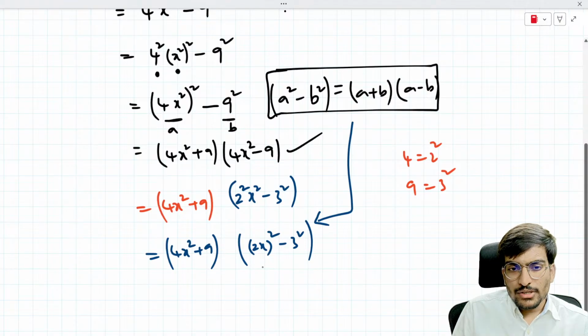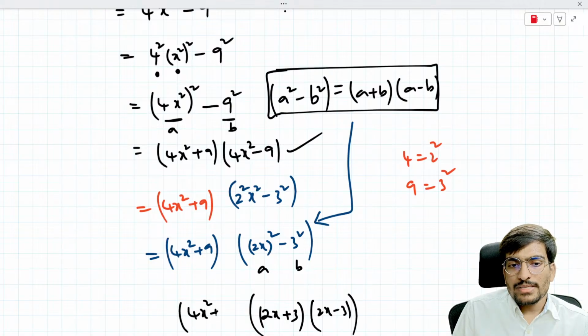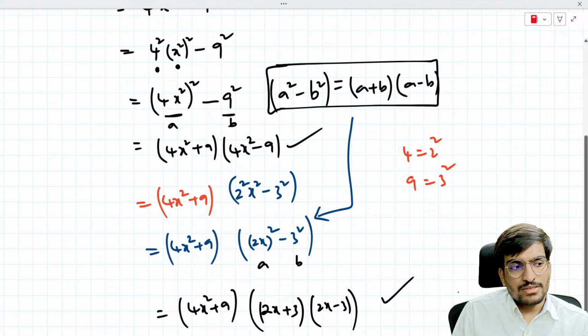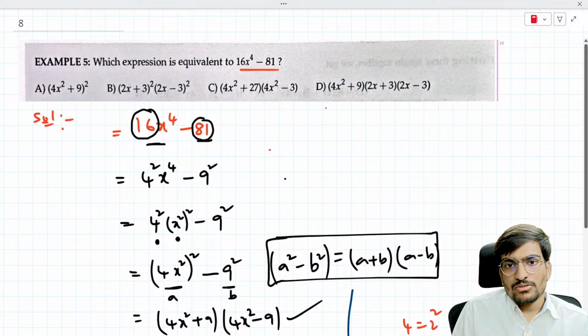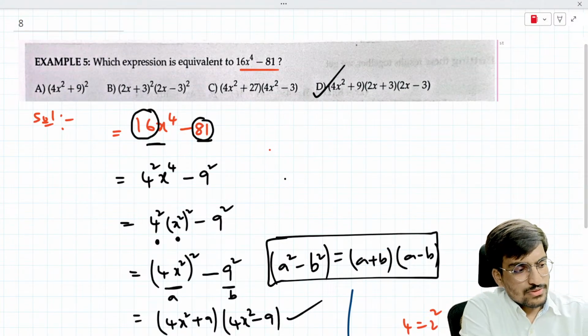So what can we do? A square minus b square means a plus b, a minus b: 2x plus 3 and 2x minus 3. And here 4x square plus 9 as it is. So this is completely matching with option D, 2x plus 3, 2x minus 3. So this is option D. If this is okay, just send okay.